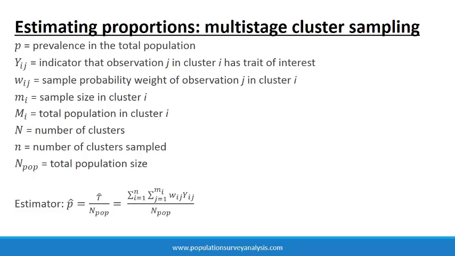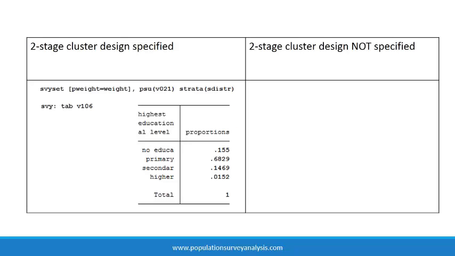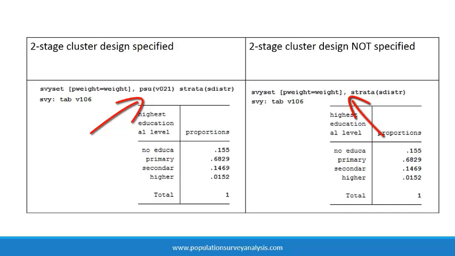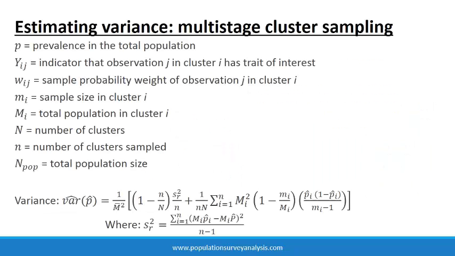Let me demonstrate this. Let us say that we are estimating the highest level of education among women in the Rwanda 2010 DHS sample. Whether we correctly specify the two-stage cluster design with a survey set statement, or run statistics without specifying the two-stage cluster design, the mean proportion of women at different levels of education remains the same. Cluster sampling only affects variance estimates.